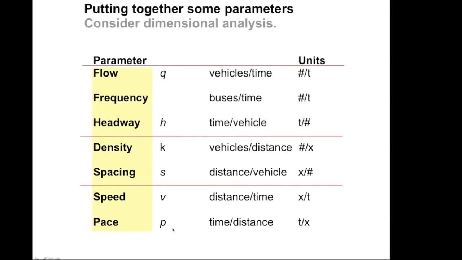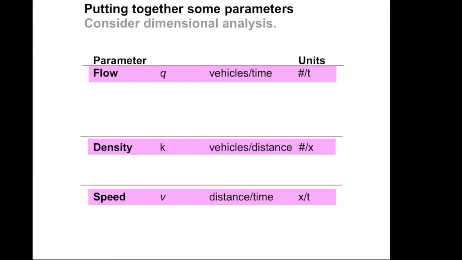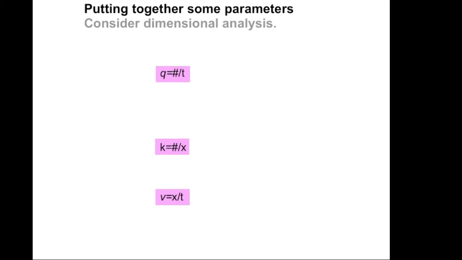We have not talked yet about pace, but pace is just the inverse of speed, which is the time it takes to travel a particular distance. So here we've got 7 different parameters that make up the fundamentals of traffic flow theory. I'm going to zoom in on 3 of them, flow, density, and speed. And so we're going to collapse this a little bit. And so all I'm showing here are those 3 parameters and their units.